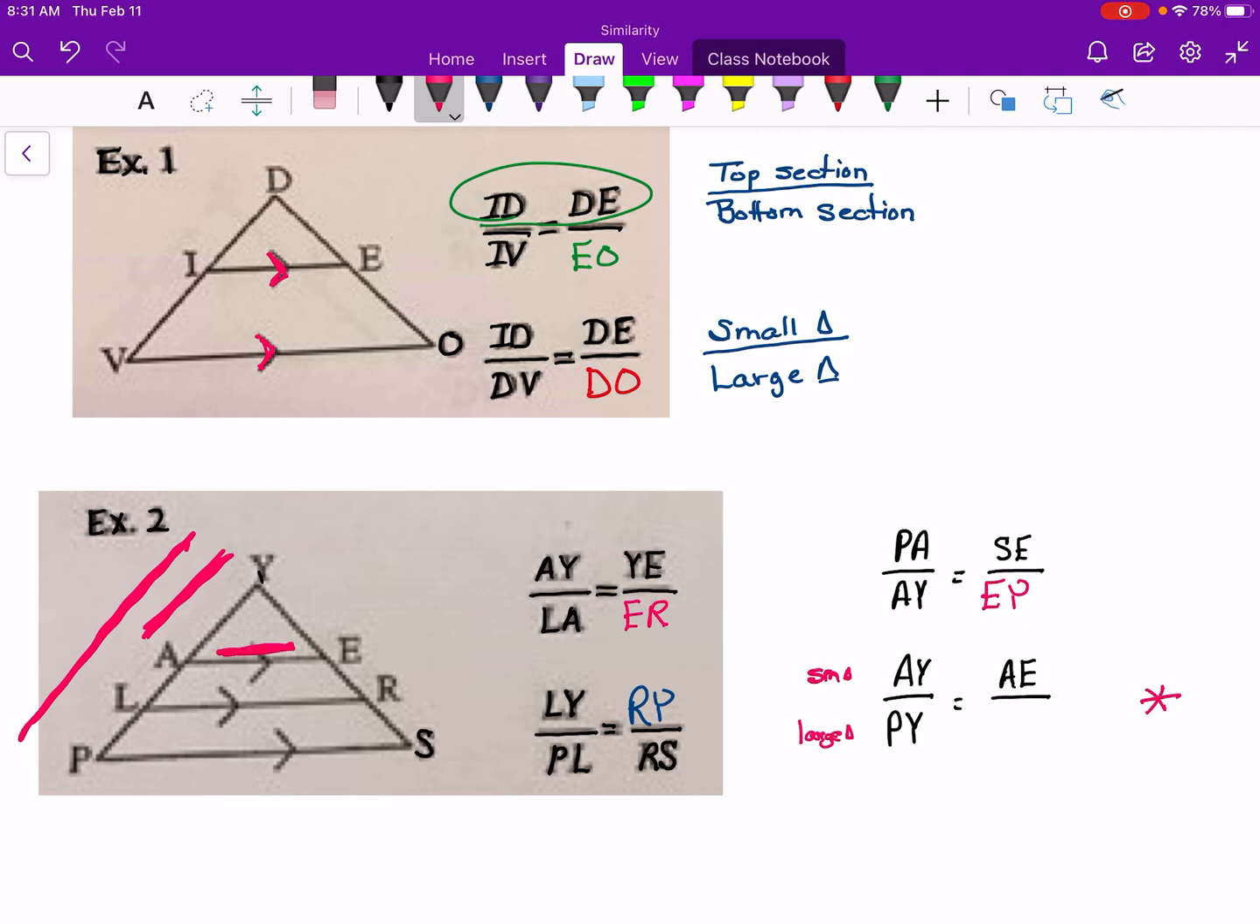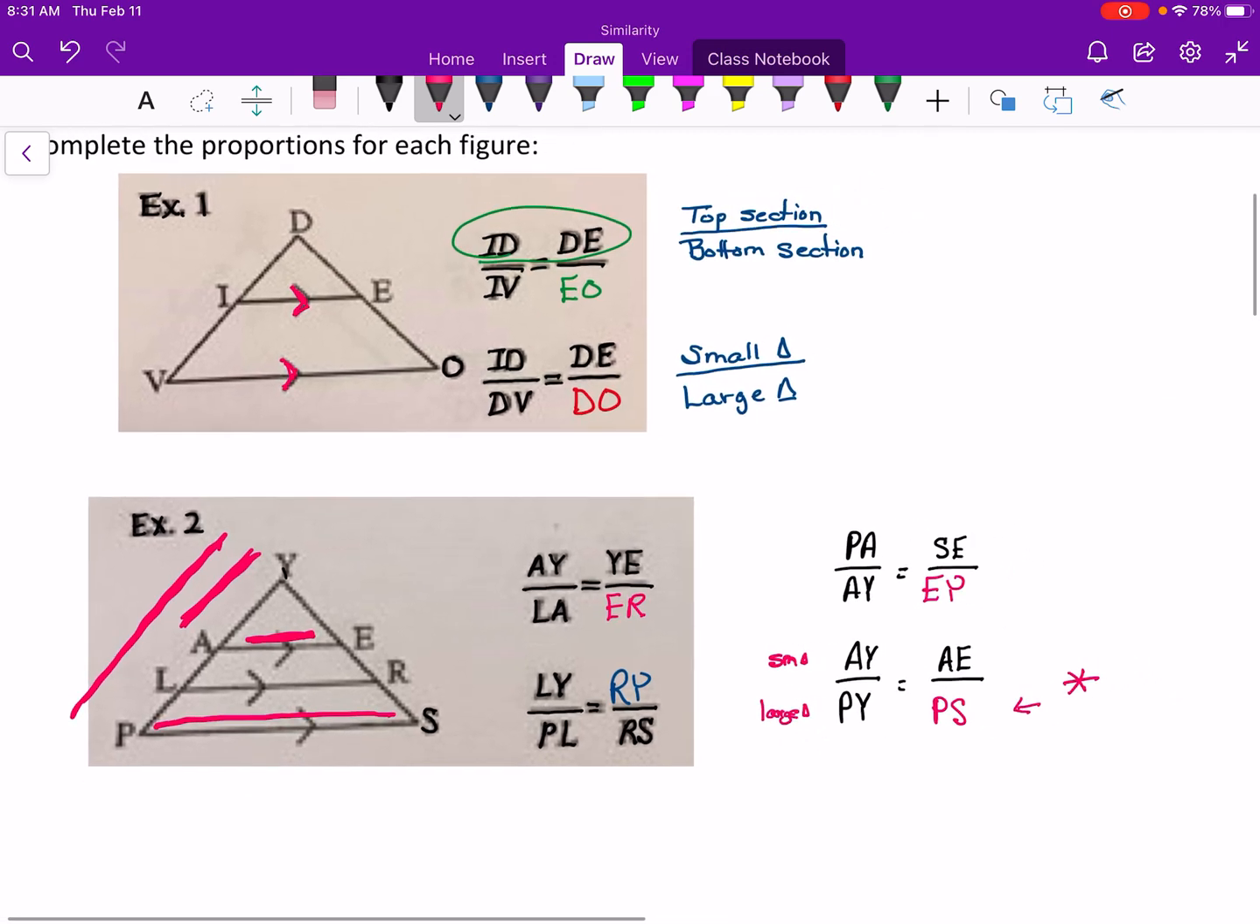Now look at where we're comparing it to. AE is the bottom side of the small triangle again. So what I'm wanting for this last position, I need a bottom side. We're looking for corresponding parts. So bottom side of the large triangle. So we're looking for PS. It's kind of like fitting the pieces of a puzzle together. You match what's there and then look for what's missing.